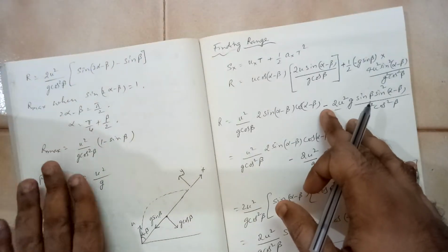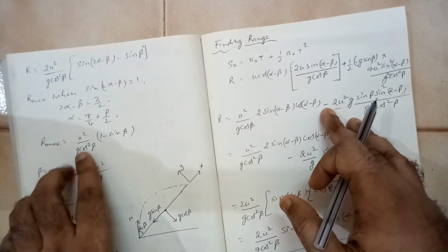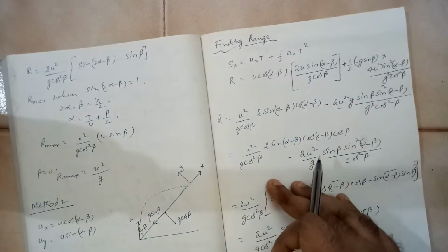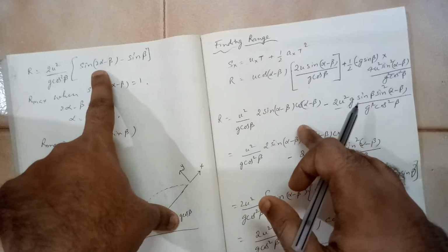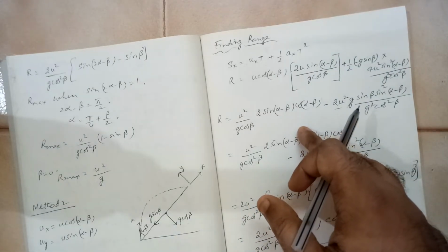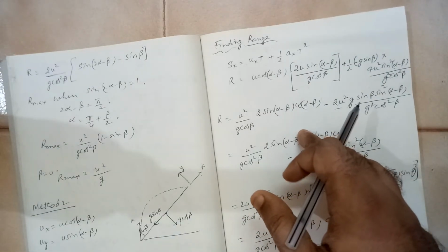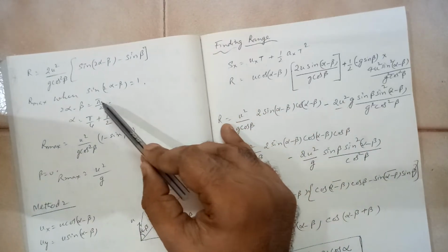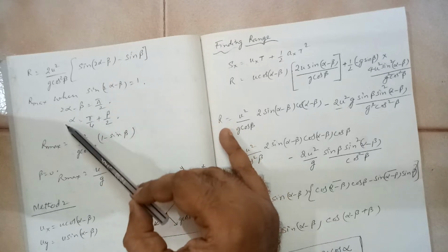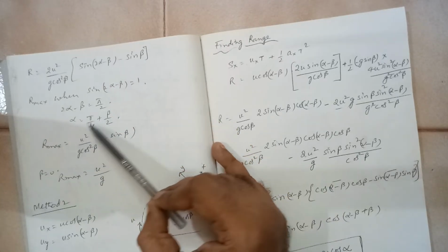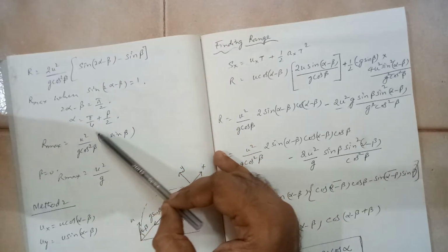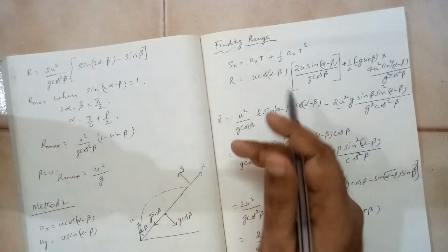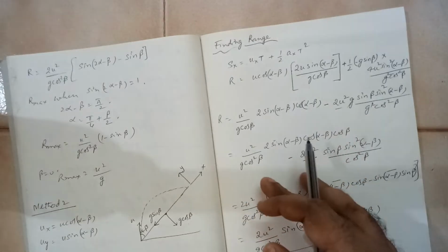So for the maximum r possible, sine of 2 alpha minus beta should be equal to 1. If this is underutilized, let us say it is 0.5, then you will not get the maximum r value. So if sine of 2 alpha minus beta is equal to 1, 1 is equal to sine pi by 2. So from here you can get the value of alpha. Alpha is equal to pi by 4 plus beta by 2. So at this angle you will get the maximum range.